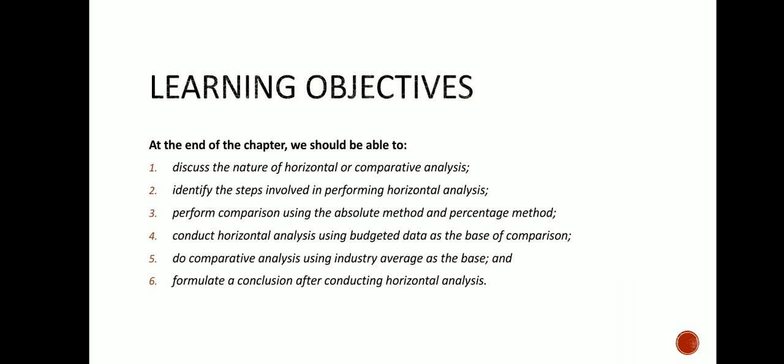So at the end of the chapter, we should be able to: 1. Discuss the nature of horizontal or comparative analysis. 2. Identify the steps involved in performing horizontal analysis. 3. Perform comparison using the absolute method and the percentage method. 4. Conduct horizontal analysis using budgeted data as the base of comparison. 5. Do comparative analysis using industry average as the base. And lastly, number 6, formulate a conclusion after conducting horizontal analysis.